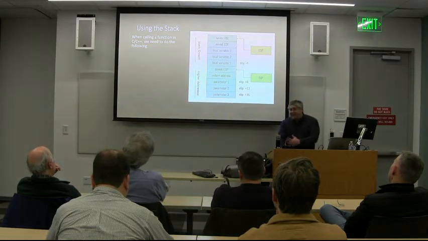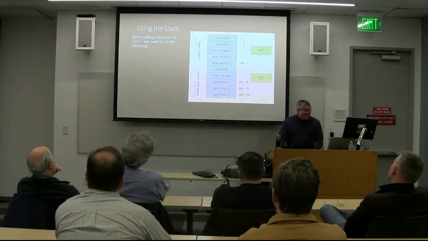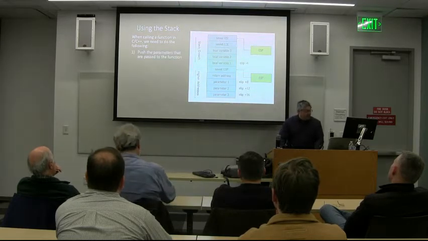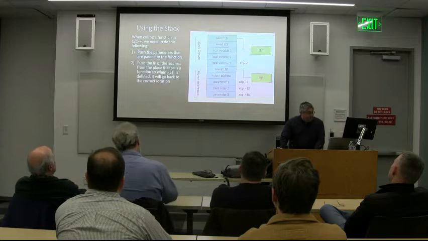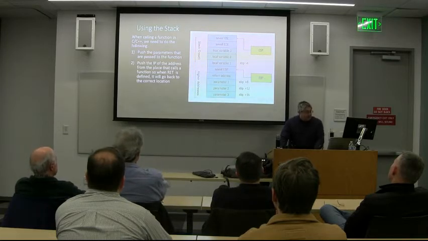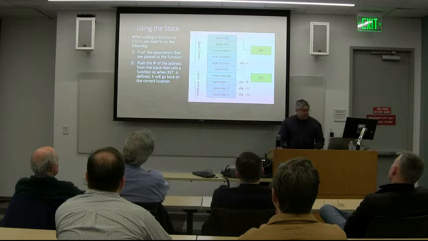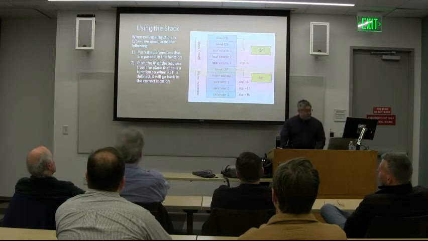So now going back to the stack, what happens with the stack when we call a function in C++? Well, first we push the parameters that are passed to the function, like here, parameters 1, 2, and 3. Then we push the IP of the address from the place that called the function, so that upon return, it will go back to the correct location. And that would be right here in the return address.